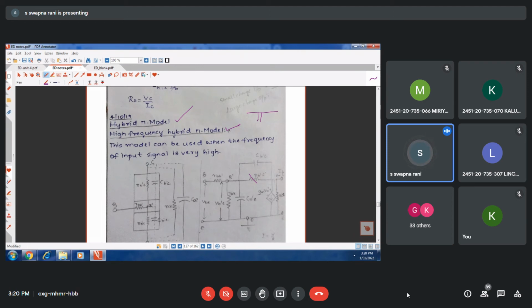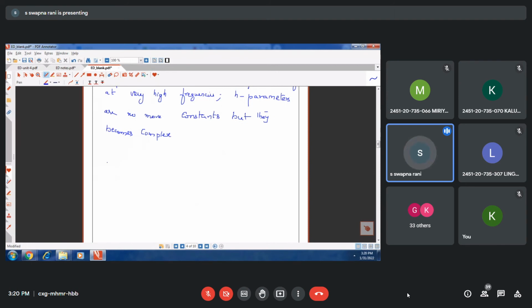So this is the hybrid pi model. There are no equations like the H parameter equations from which the model is derived. This model is purely derived based on the physical behavior of the transistor.